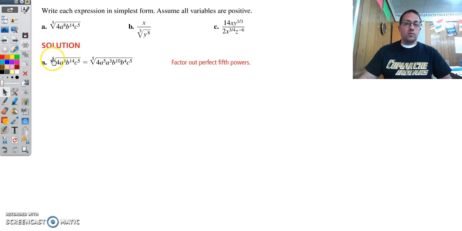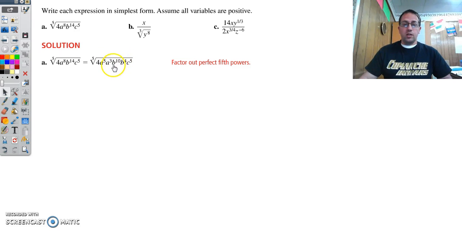Well, 4 doesn't have perfect fifths. What we're going to do is split out all of the perfect fifths. So that means if we have a to the 8th, well, a to the 5th is inside that, right? This is a to the 5th times a cubed. So there's a perfect fifth right there, a to the 5th.